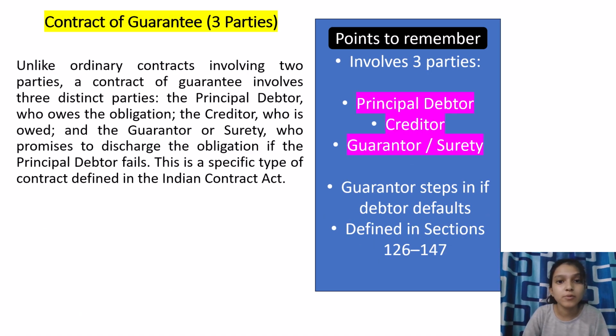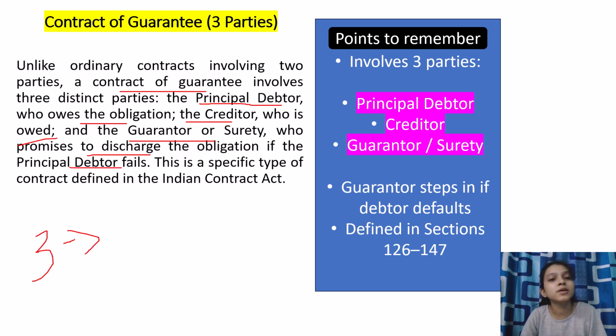Now let's move into what is a contract of guarantee. Three parties. Unlike an ordinary contract involving two parties, a contract of guarantee involves three distinct parties. So in a contract of guarantee, three parties have to be there. And who are they? The principal debtor is the one who owes the obligation. Then we have the creditor, who is owed, and we have the guarantor or surety, who promises to discharge the obligation if the principal debtor fails. So these are the three parties under a contract of guarantee. This is a specific type of contract defined in the Indian Contract Act. In case the party fails, the guarantor will come in that place.